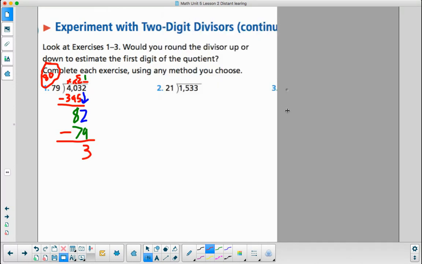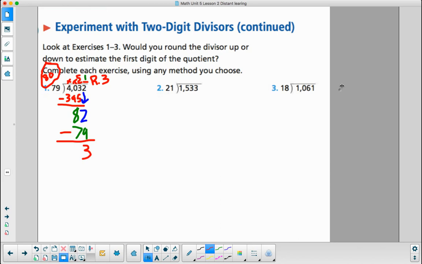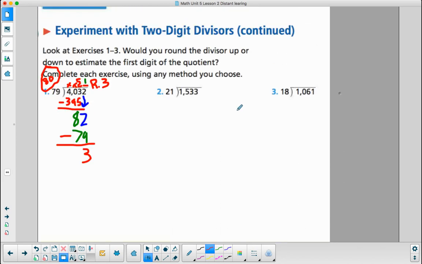Now, I don't know if they told me what to do with my remainder, so I'm just going to write it as a remainder as a whole number. R, and I like using a period after it, remainder 3. All right. At this point, what I suggest you do is pause the video and do numbers 2 and 3. So here's a good look at it, and I'll stop a second.